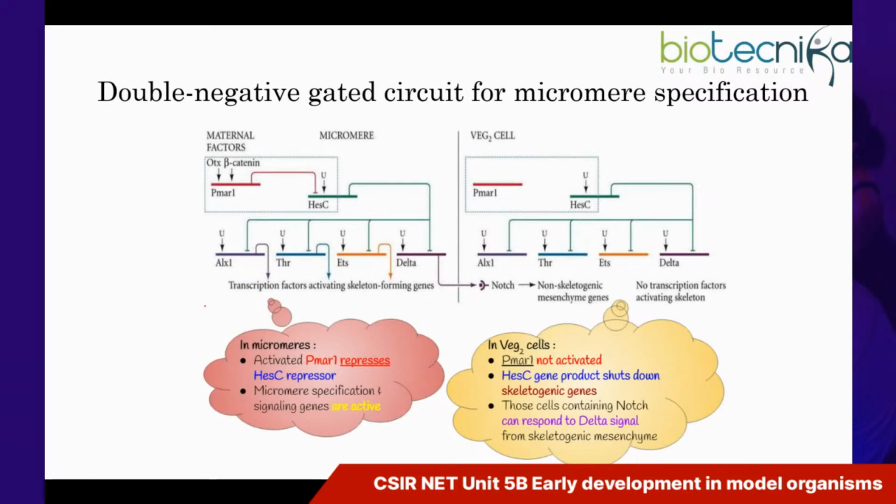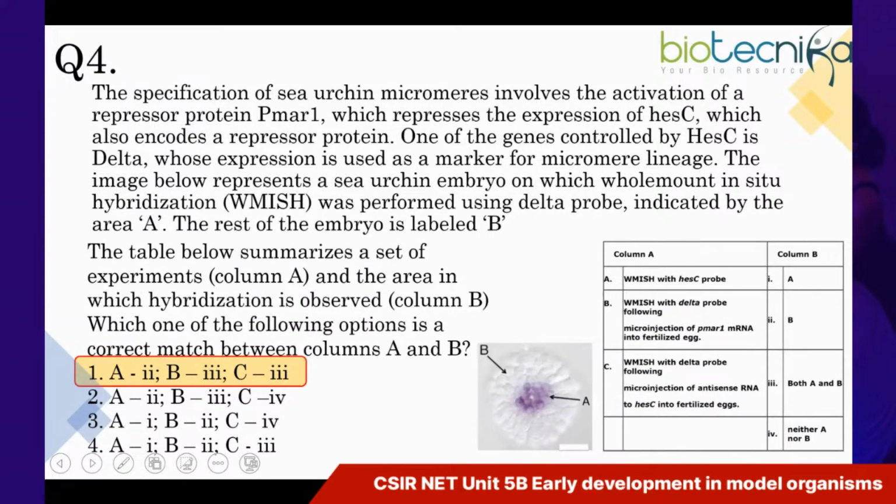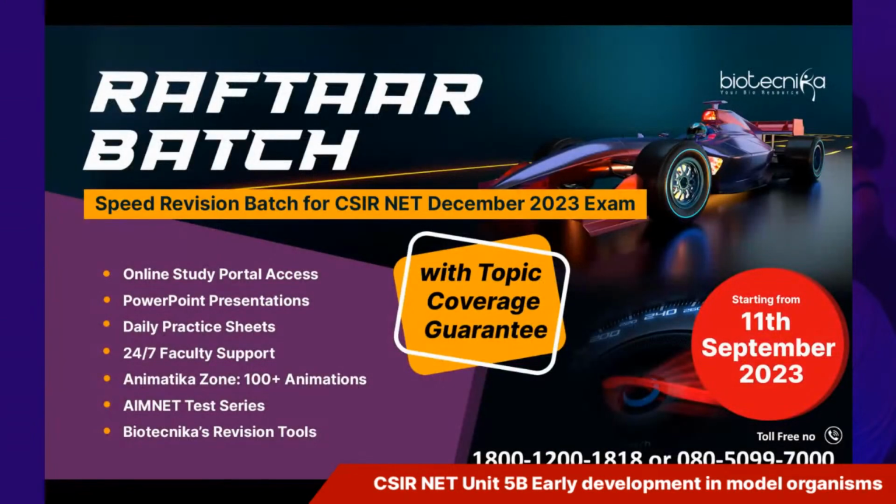So this is the summary. In micromeres, activated PMAR represses the HES repressor and micromere specification signal genes are active. Whereas in Veg2 cells, PMAR is not activated. Because of that, HESC shuts down skeletogenic genes. And those cells, containing Notch, respond to the Delta signal to form the skeletal mesenchyme. This we'll discuss in the next class.